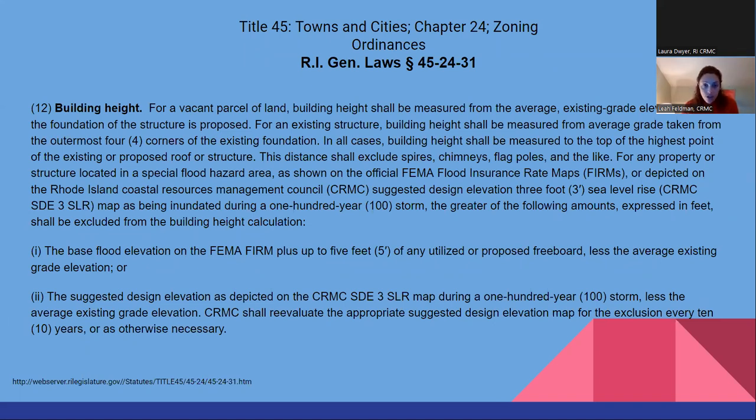So for an existing structure, building height has to be measured from the average grade taken from the outermost four corners of the foundation, and then also up to the highest point of the existing or proposed roof or structure, or whatever the highest point of the proposed structure is. So within this definition, there's a provision, however, that states that for any property or structure located in what's referred to as a special flood hazard area, which is shown on the FEMA flood insurance rate maps, that are also sometimes referred to as FIRM maps.